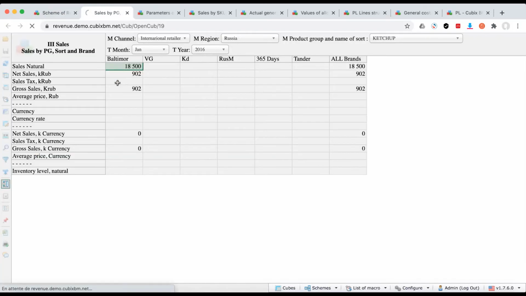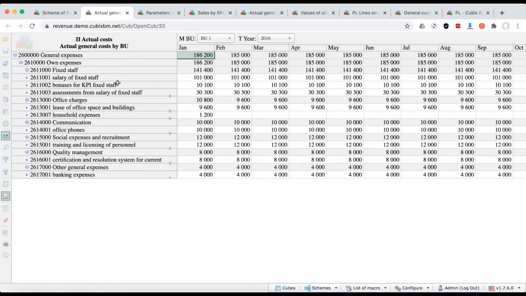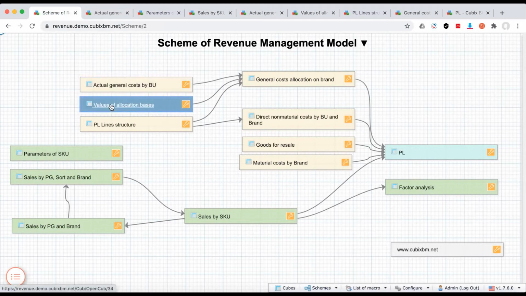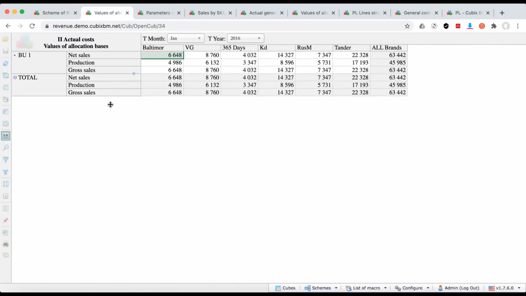First of all, we download actual general costs by business unit. We can mention that household expenses in January for business unit 1 are equal to 1,200. In order to start the process of allocation, we need to choose allocation basis. For business unit 1, for example, there are 3 types: net sales, production, and gross sales. Let's choose the net sales.